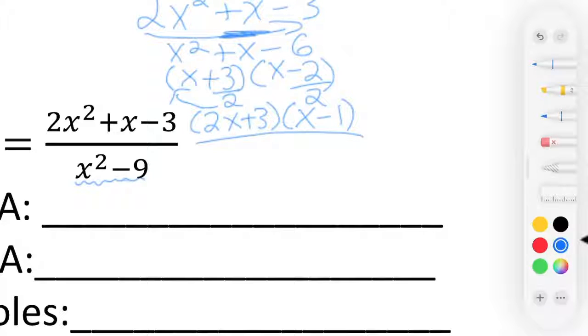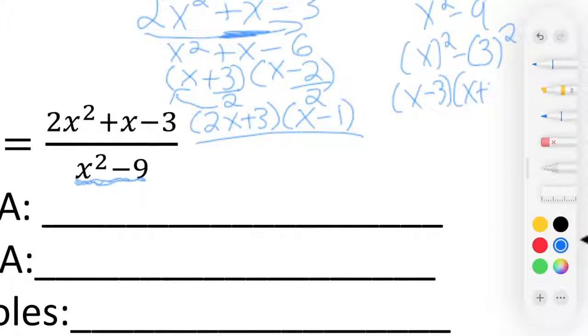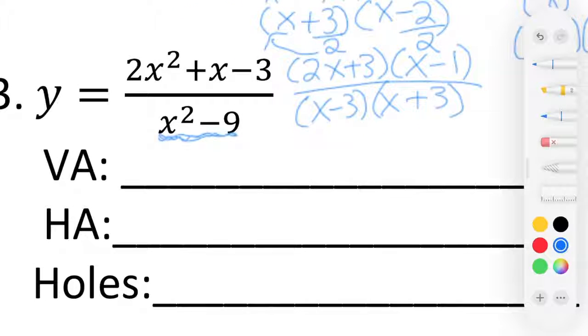Divided by, we also have to factor our x squared minus 9. X squared minus 9. We're going to take the difference of squares. So we want something squared to give us 9, which is 3. So that becomes x minus 3 times x plus 3. So that is our new denominator. So can we cancel out anything? No. So we're going to set our 2 parentheses equal to 0 to get our vertical asymptotes.